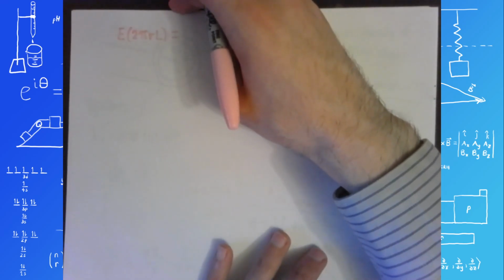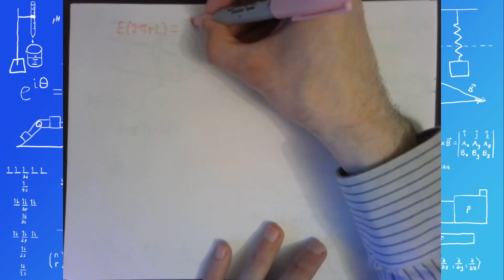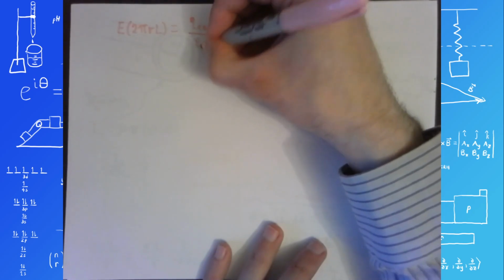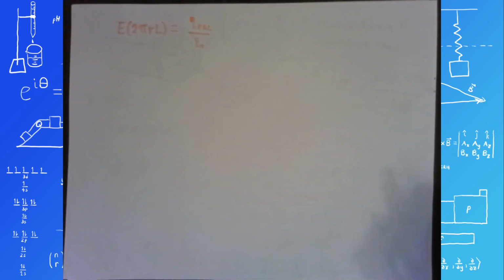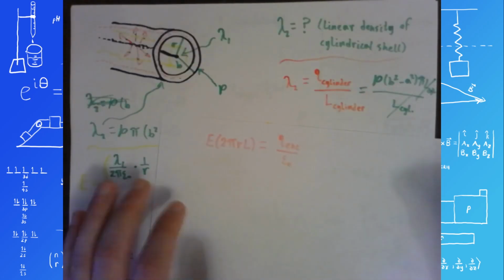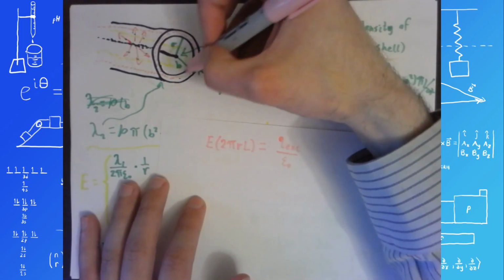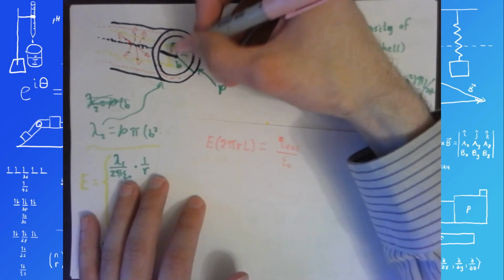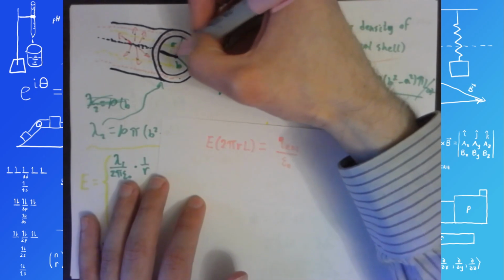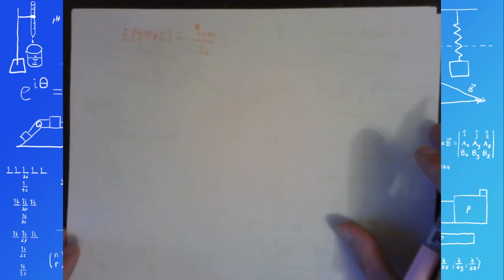Now we want to do the tricky part, figuring out the charge enclosed over epsilon naught. Okay, the charge enclosed. This time, what we have inside here is a section of our cylindrical shell, not the entire shell, but a section of it, and we have the entire infinite line of charge wrapped up in this Gaussian surface.